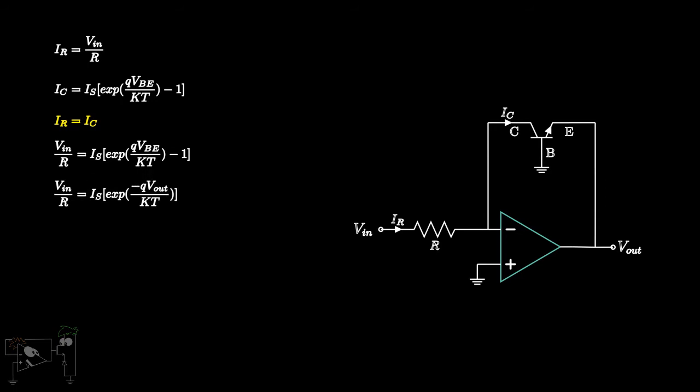VBE is VB minus VE. VB is at zero potential and VE is equal to Vout. Hence VBE is equal to minus Vout. Rearranging we get, Vin by IsR is equal to exponent of minus Q Vout by KT. Taking log on both sides, Vout is equal to minus KT by Q, into log Vin by IsR and hence, we have successfully gotten the log of the input voltage. Remember that this is the natural logarithm, which means to the base e and not the base 10.